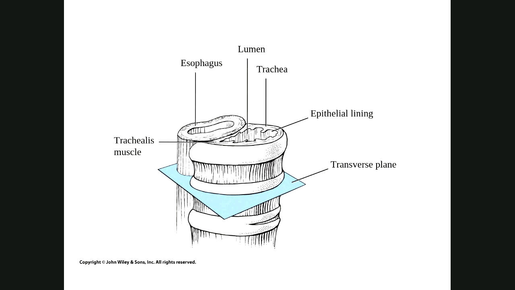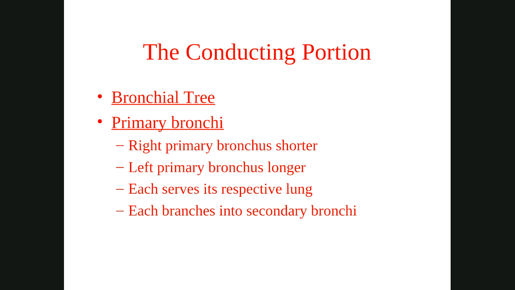Okay, this is what it looks like. Transverse plane, so if you cut it through, here's the trachealis muscle, here's the C shape, it doesn't go all the way around, the esophagus is beneath. So this is where the food comes in, and this is where the air comes in. And sometimes food goes into the wrong pipe. That's because the epiglottis didn't do what it was supposed to do, or you were talking and eating at the same time. The bronchial tree, again, consists of the primary bronchi.